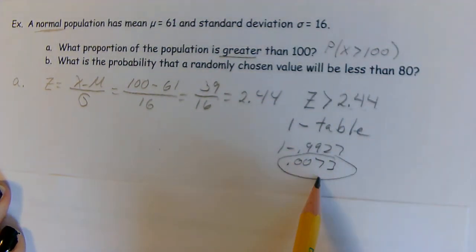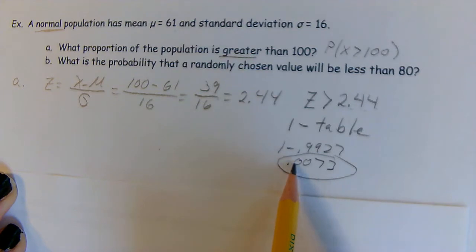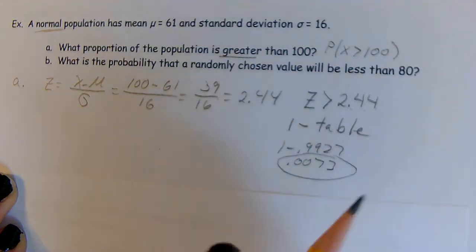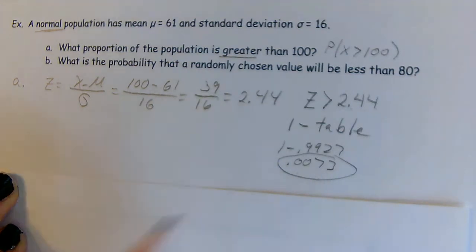So the area under the curve, or the proportion of the population greater than 100 for this distribution, is only 0.0073. That rounds to 1%. That's very low.